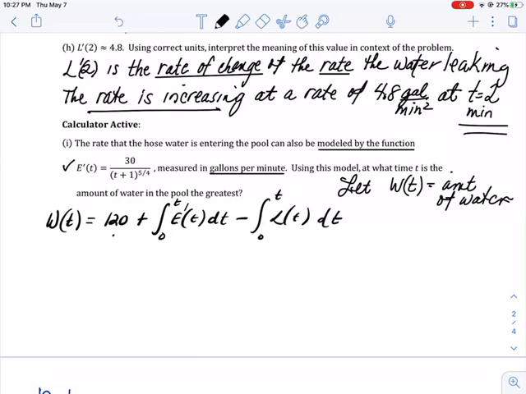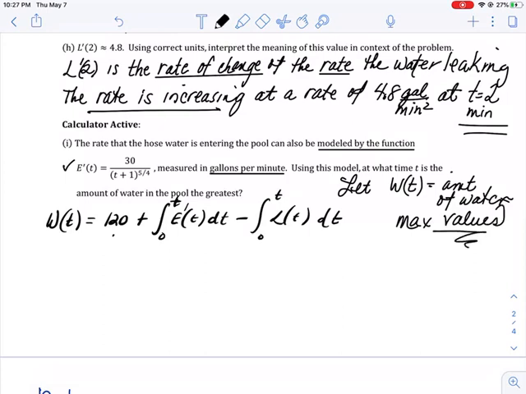And so what you have is what you start with, what you fill, and then what leaks out. So you have those three. And we don't know what the t is at this point. T is just going to be a variable. So it looks like the kind of fundamental theorem problems. So using this model, at what time t is the amount of water in the pool the greatest? So when do we find the maximum values?